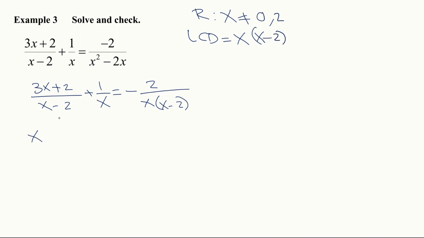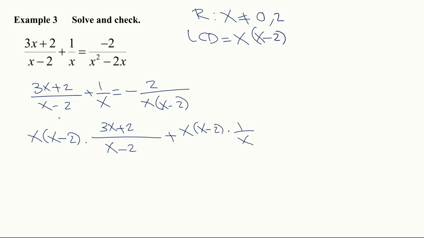So now we're going to multiply that on both sides. So we get x times x minus 2 times 3x plus 2 over x minus 2 plus, don't forget the distributive property, so we have to multiply it by the 1 over x as well, as well as on the right side because of the multiplication property of equality.